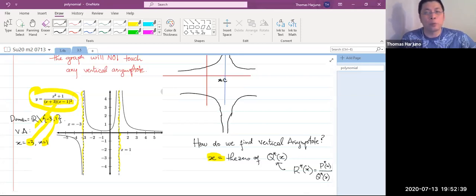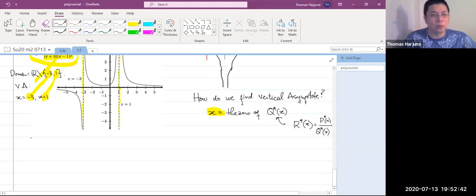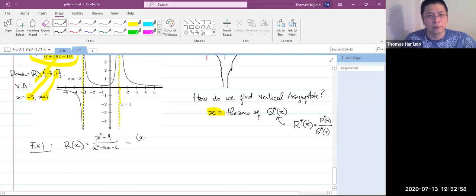Okay, now suppose I look back to my example 1. We have seen that example 1 very, very well. Our R of x equals x squared minus 4 over x squared minus 5x minus 6. Notice that nothing canceled, right? The simplified version and the original version are the same. So the vertical asymptotes will be x equals 6 and x equals -1.